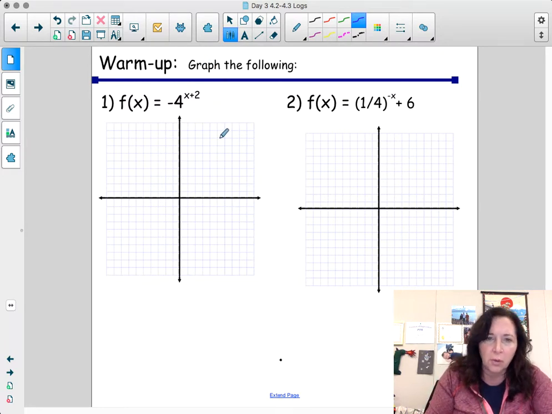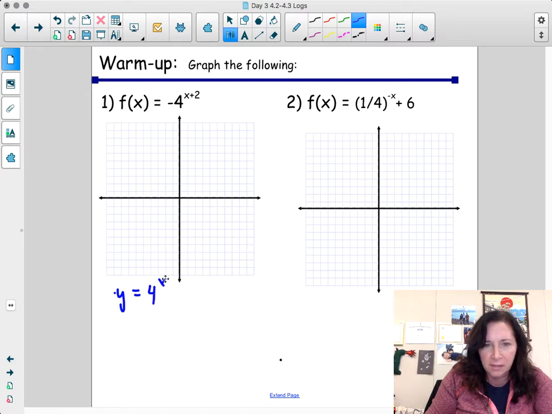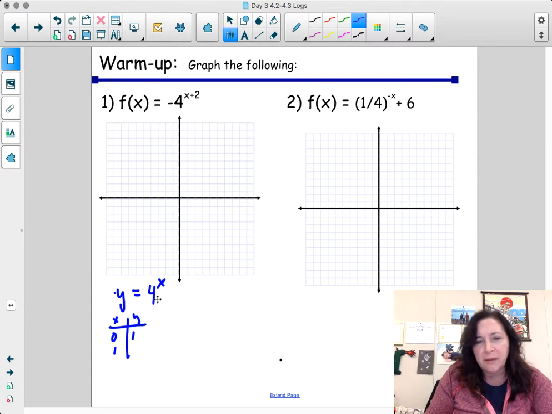And I would always start with the parent function, which basically is f of x or y is equal to 4 to the x power. I would always try to plot points. We know this is exponential because the x is in the power. So in plotting points for x and y, I would always try to plot 0 and 1. When you plot 0 and you plug in 4 to the 0 power, that's 1. And when you plug in 1, so you have 4 to the 1 power, you get 4. So we're going to start off with these 2 points. We have 0, 1 and 1, 4.